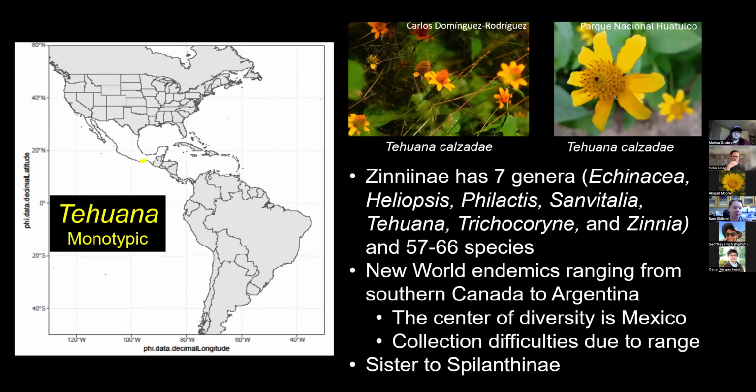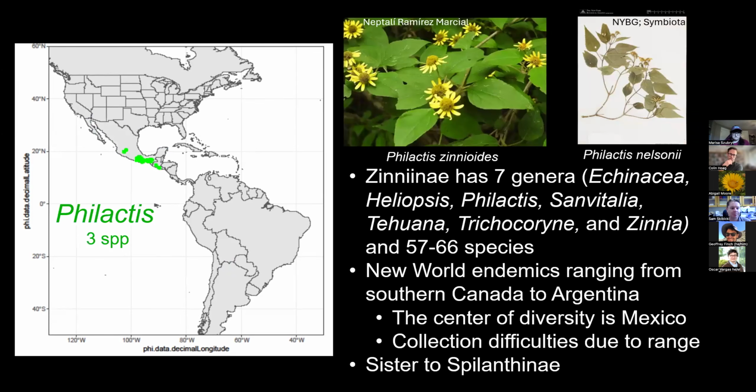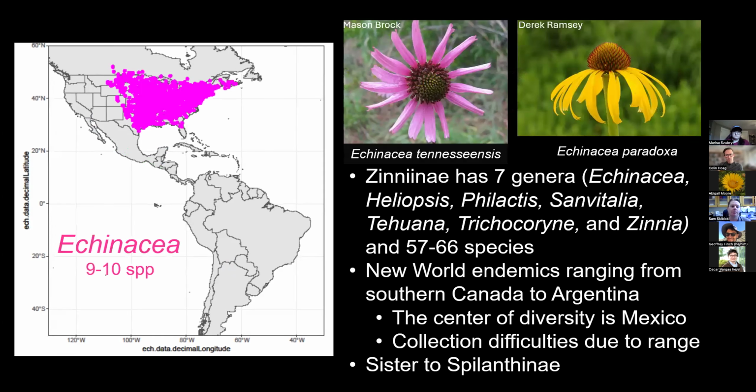Tijuana, really quick one. It's in Oaxaca and it's monotypic. Trichocoronis is also monotypic. It grows at the Nayarit, Sinaloa, and Durango tripoint in some vernal muddy pools there. Philactis has 3 species in southern Mexico, mostly in Oaxaca as well.